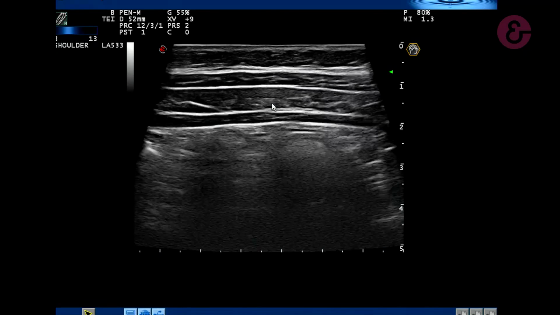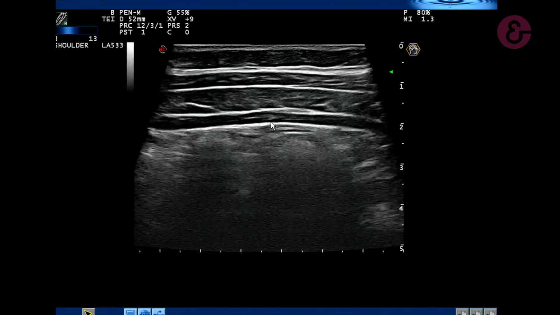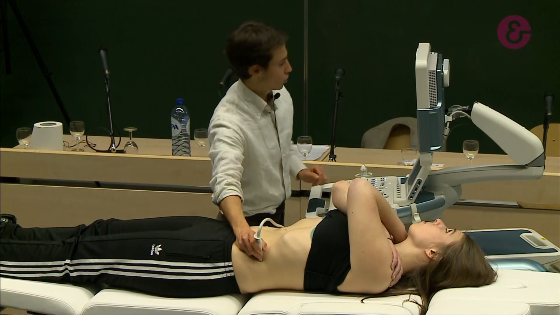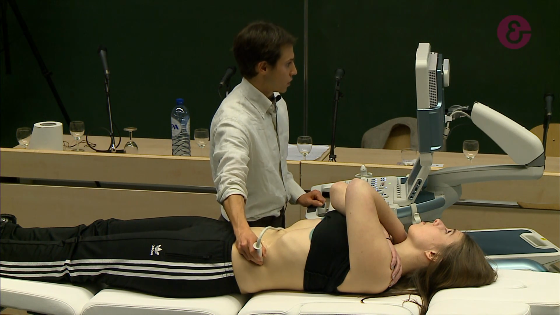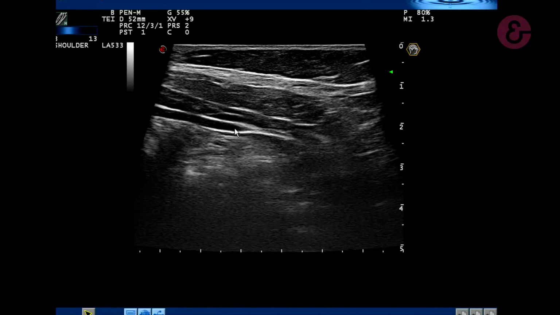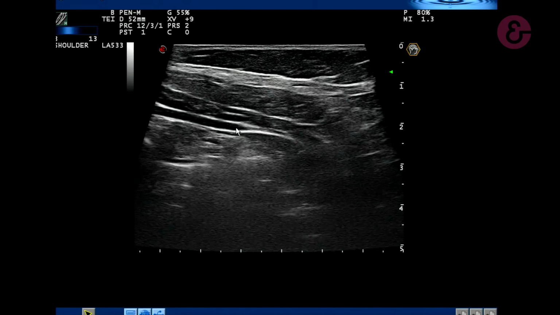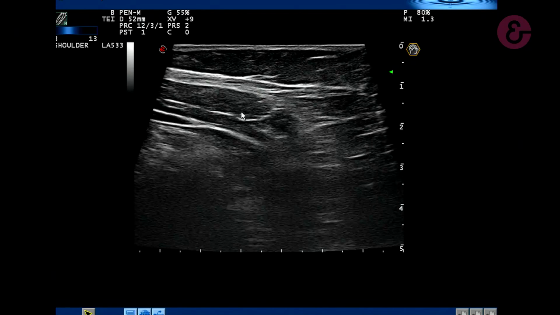For the transversus abdominis muscle, the direction is from the back to the front, so I just need to change a little bit to see the perimysium. If I move more posteriorly, I can recognize the end of the transversus abdominis muscle with the fascia, the obliquus internus and externus.